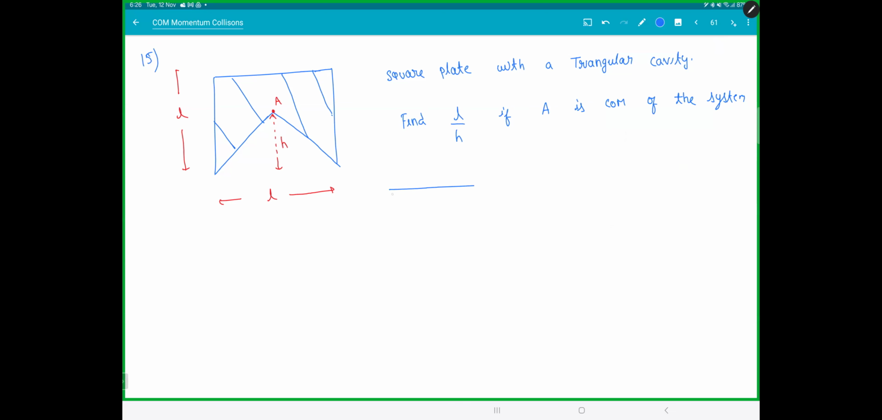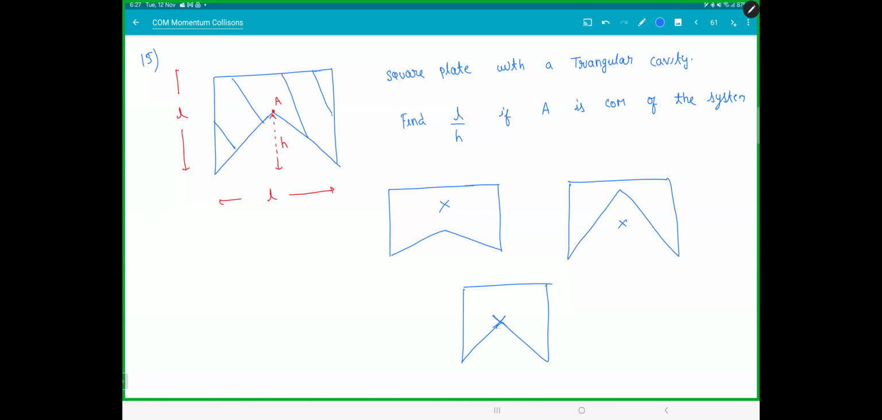Meaning, suppose if you make the cut too shallow, then the center of mass will be above here, isn't it? It will be slightly up. If you make it too deep, then the center of mass will be somewhere here. So he's saying for a particular value, when you cut it in such a way, the center of mass will be exactly on the vertex. So this apex of the triangle must be the center of mass. That happens only for a particular value of the L by H ratio.